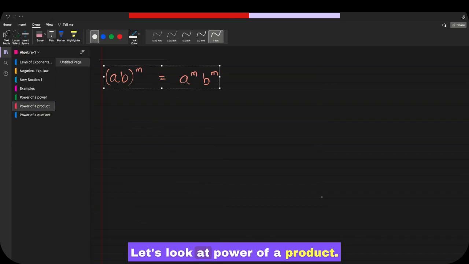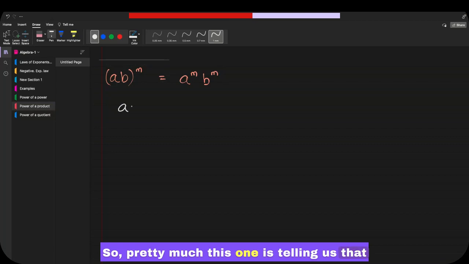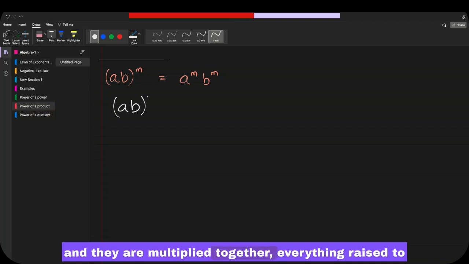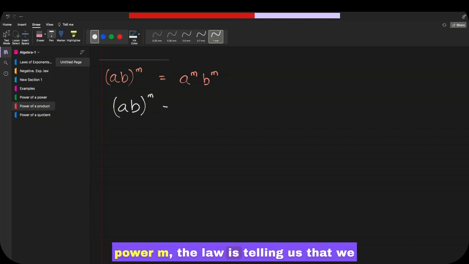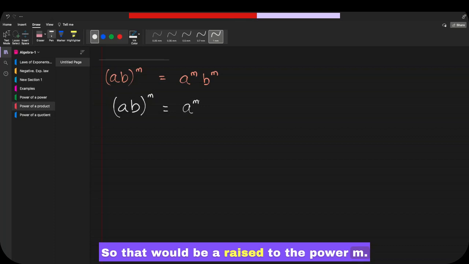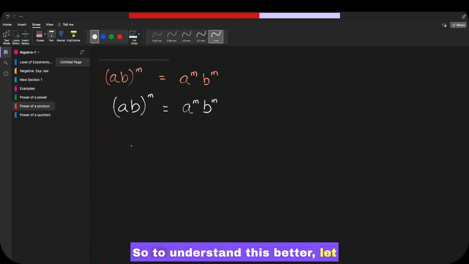Let's look at power of a product. This one is a little bit different than the ones we did before. This one has two different bases, right? So pretty much this one is telling us that if we have two different numbers which are bases, and they are multiplied together, everything raised to power m, the law is telling us that we can distribute the exponent across both of them, right? So that would be a raised to power m. m is distributed on a, and then it's multiplied by b raised to power m. So to understand this better, let us just take a quick example.